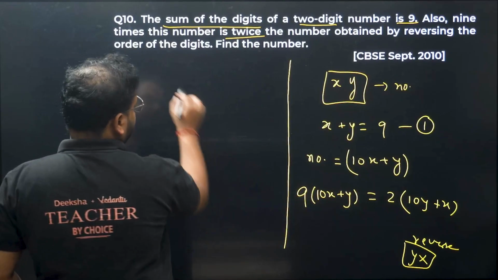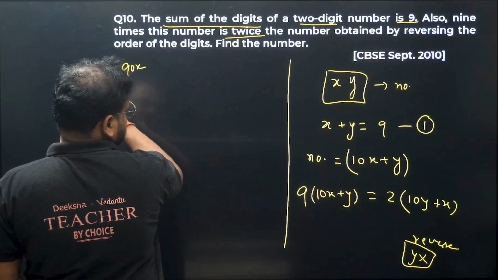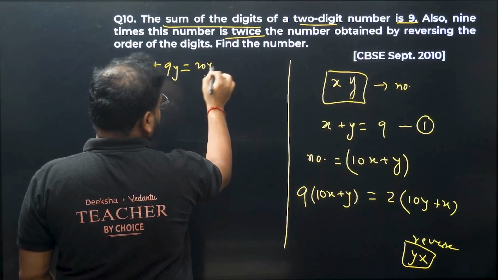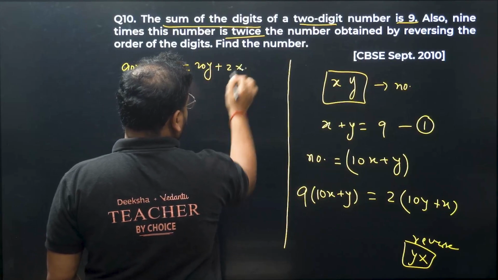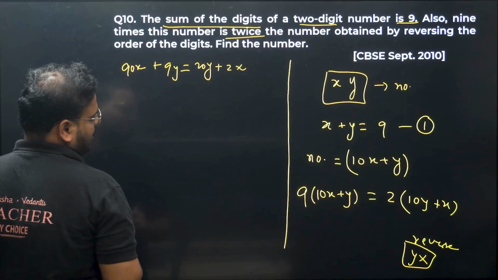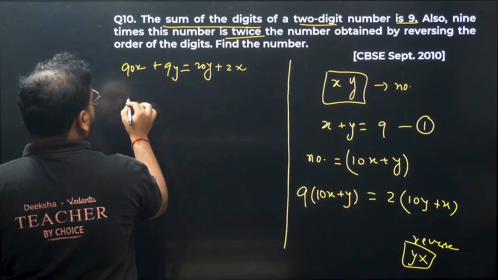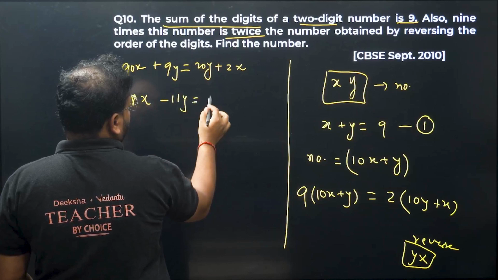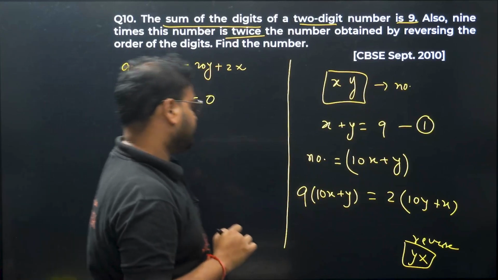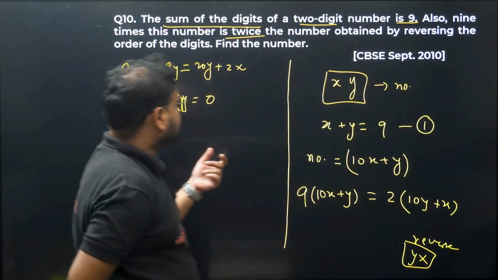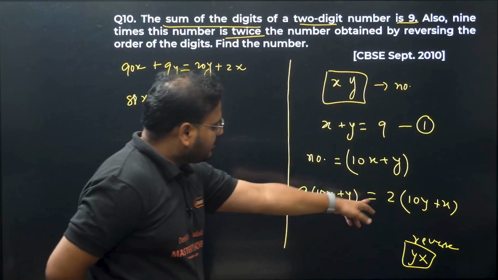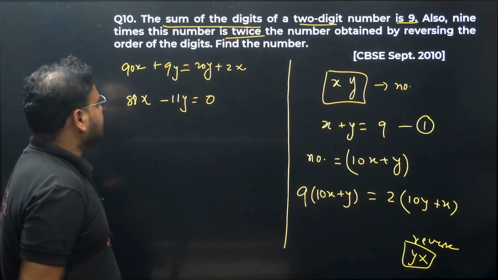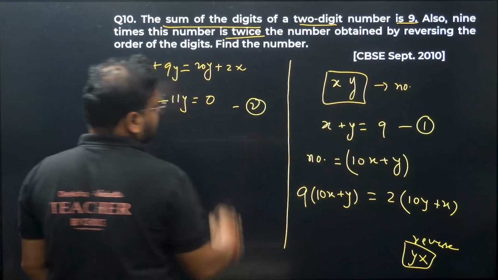Superb. Simplify from here. I'm getting here 90x plus 9y equal to 20y plus 2x, right? Okay, so on this side it becomes 88x minus 11y equal to 0, correct? Please check. What is this? 90x, 9y, 20y and 2x. This becomes 88x, and again minus 11y. This is my equation number 2.